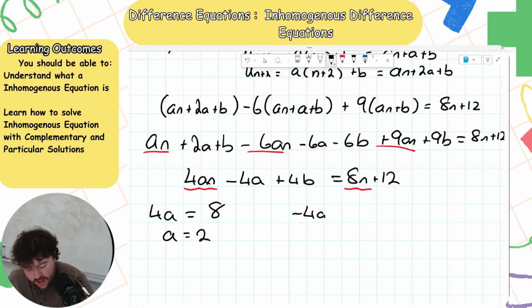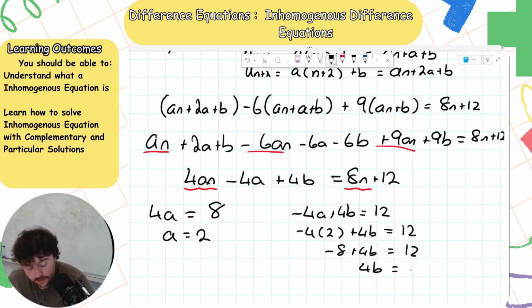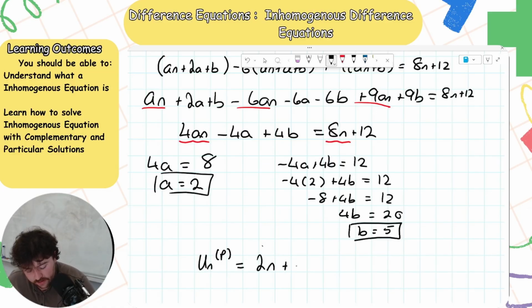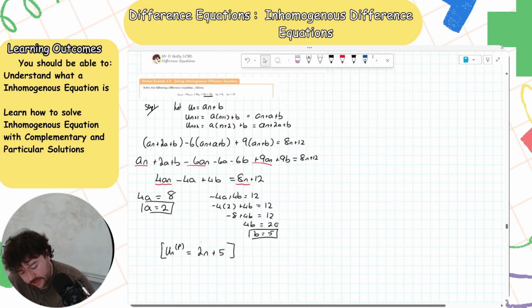And minus 4a plus 4b is equal to 12. Well, I know a is equal to 2, so minus 8 plus 4b is equal to 12. 4b is going to be equal to 20. B is going to be equal to 5. So I now have here my particular solution. So un, and I put a little p on top, really means my particular solution. It's going to be an plus b, so it's going to be 2n plus 5. There's my particular solution.